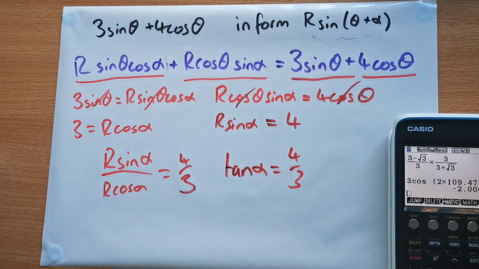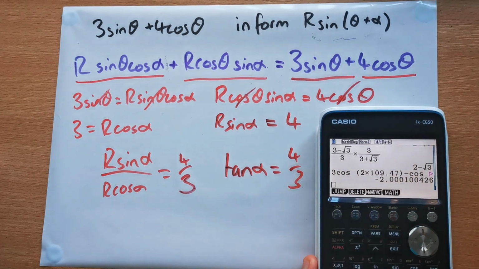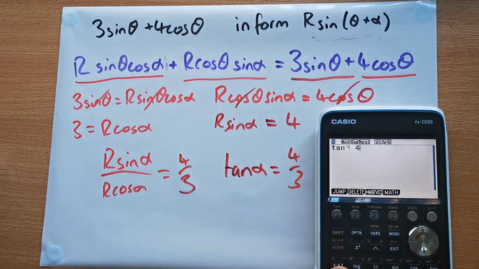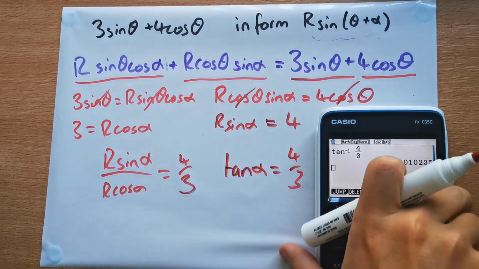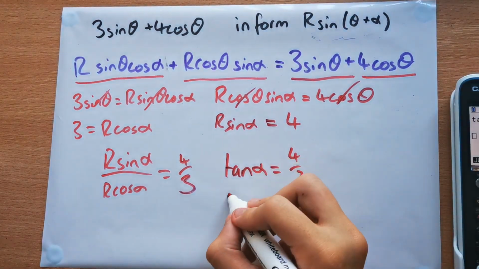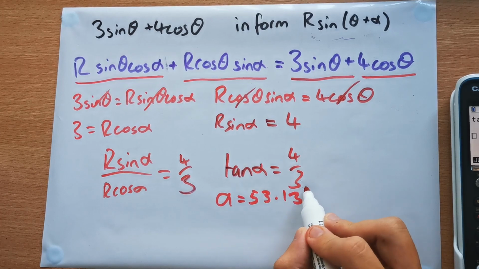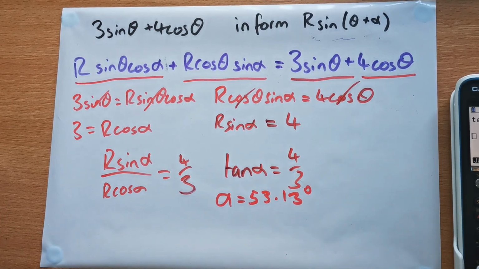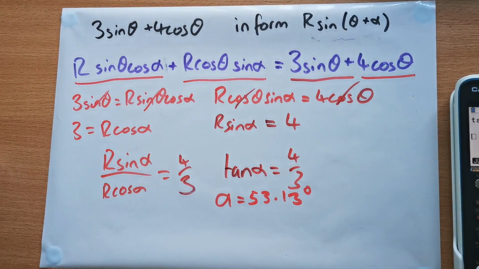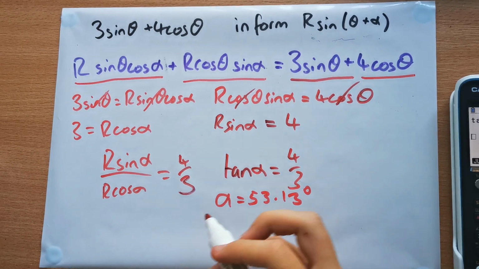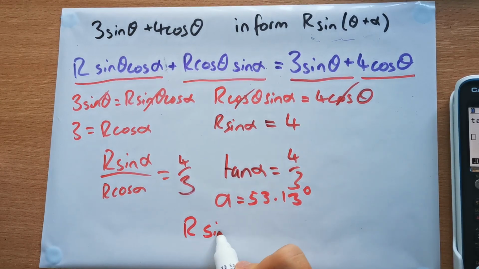So ignore what I already have on the screen, let's get the calculator in view. So I'm going to say tan to the minus 1 of 4 over 3 is equal to 53.13 degrees. That is alpha. So alpha equals 53.13 degrees.